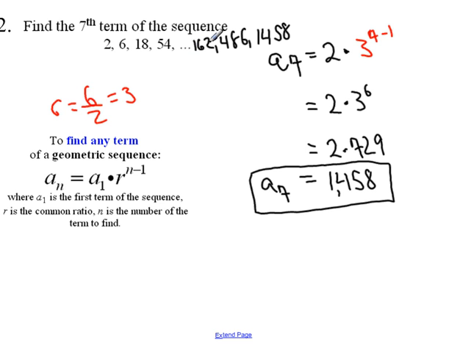1, 2, 3, 4, 5, 6, 7. 7th term. So even though this was not tedious to do here, because you just had to multiply 3 times to get to the 7th because you were already given 4 terms, it can become tedious if they ask, let's say, for the 100th term and you only have the first 4 terms. So that's why this formula is useful.